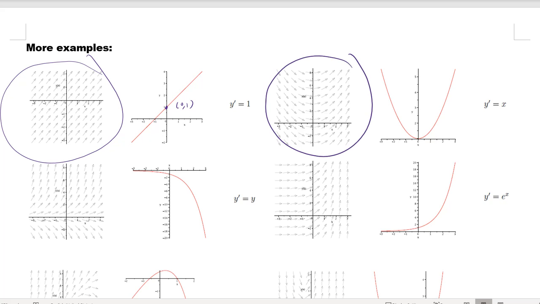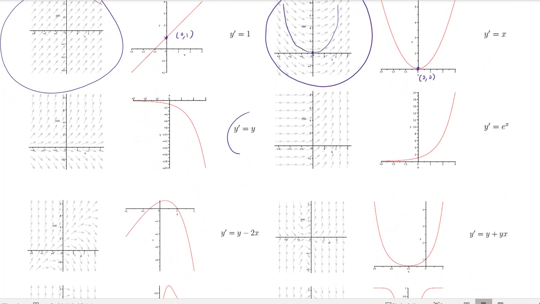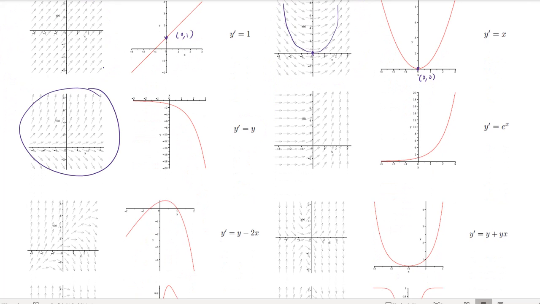Okay. Next picture, y prime equals x. So then the slope field looks like this. And then you can see, okay, if I want to find a solution curve passing through (0, 0), then you can see, follow the arrows, we get a parabola.